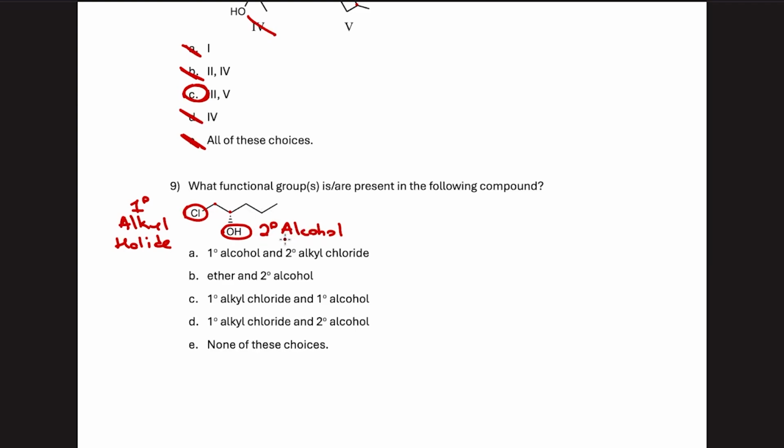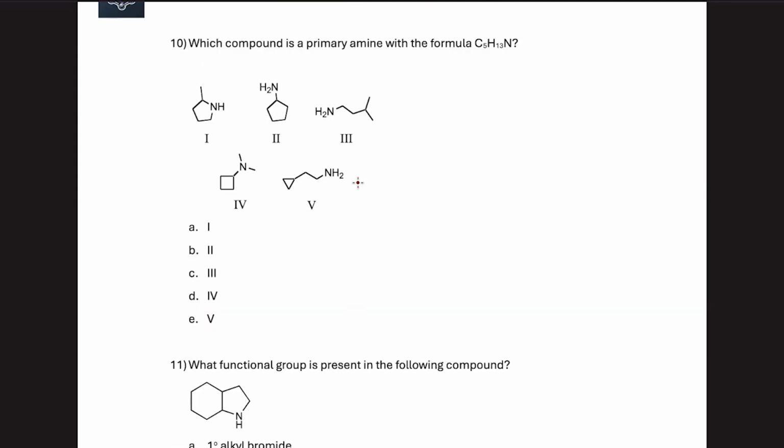And so I have a primary alkyl halide, secondary alcohol, and so my answer choice is D. In question 10, we're looking for which compound is a primary amine with a formula C5H13N. Let's look at it first and just figure out which ones are not primary amines.